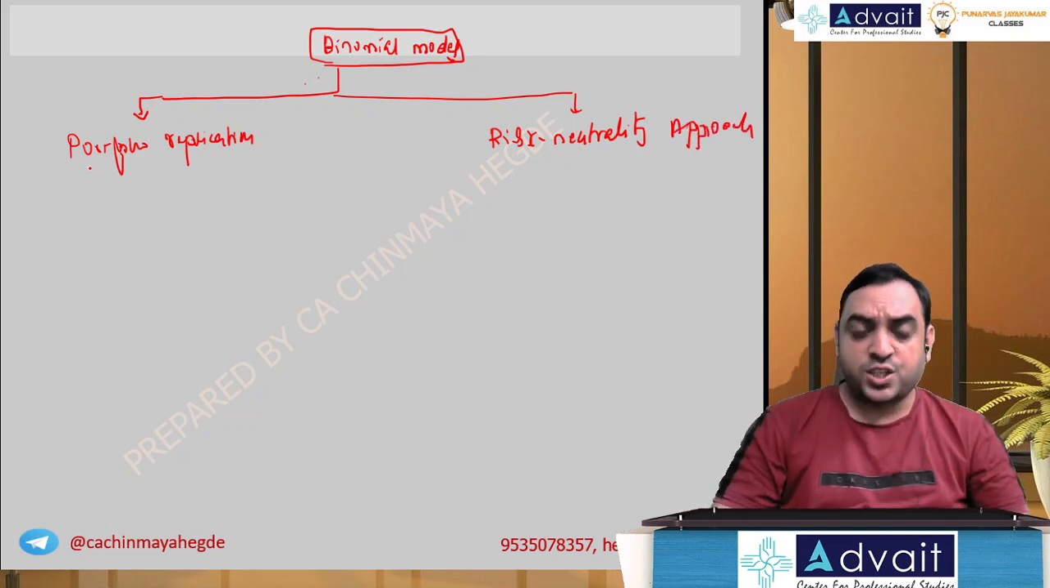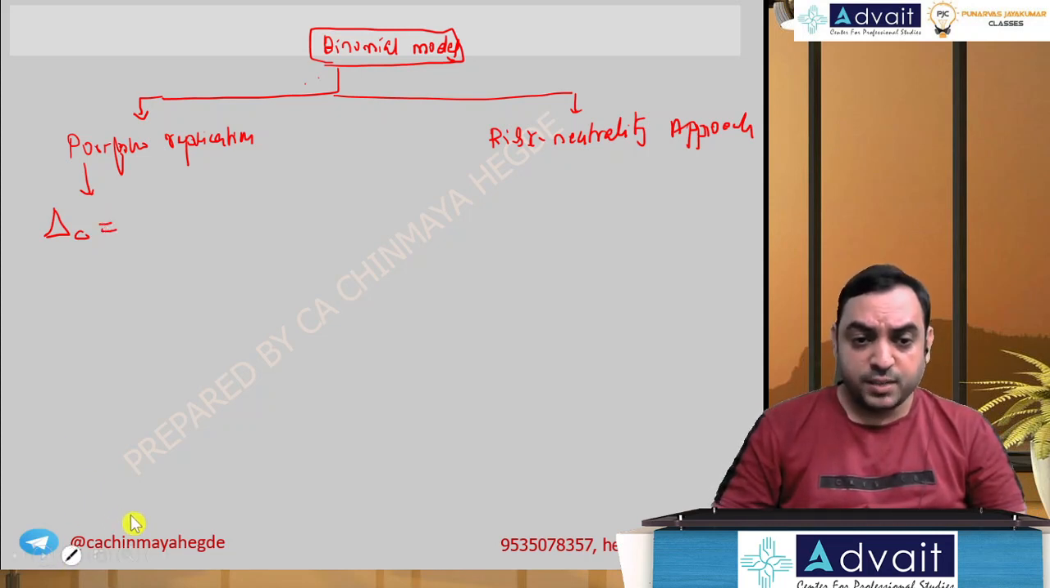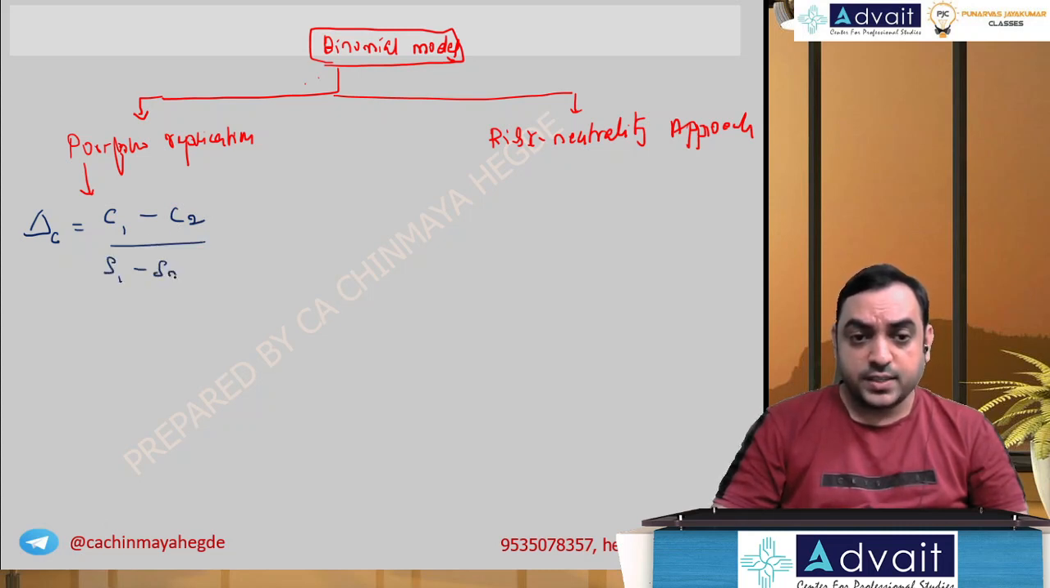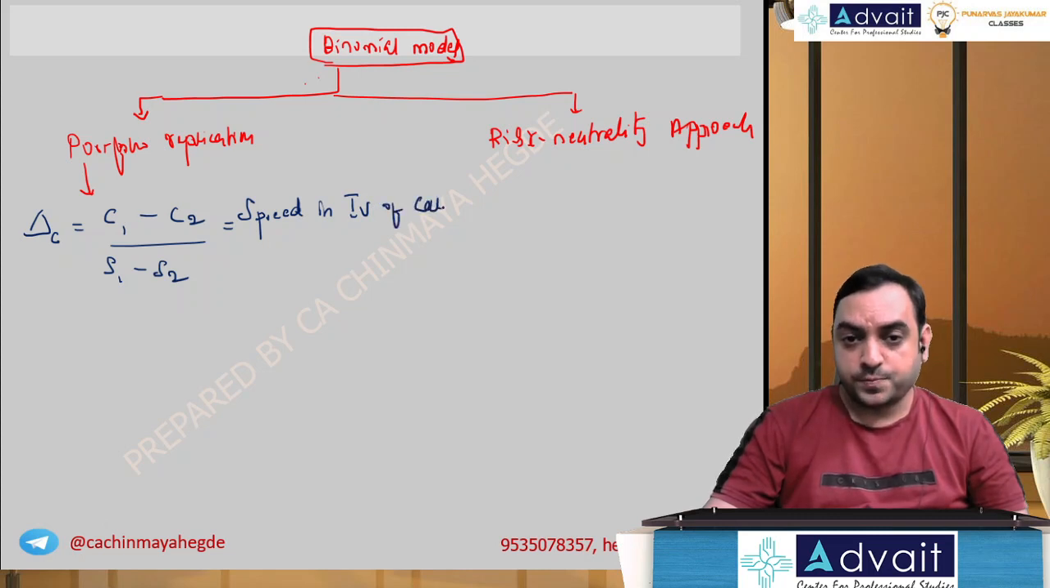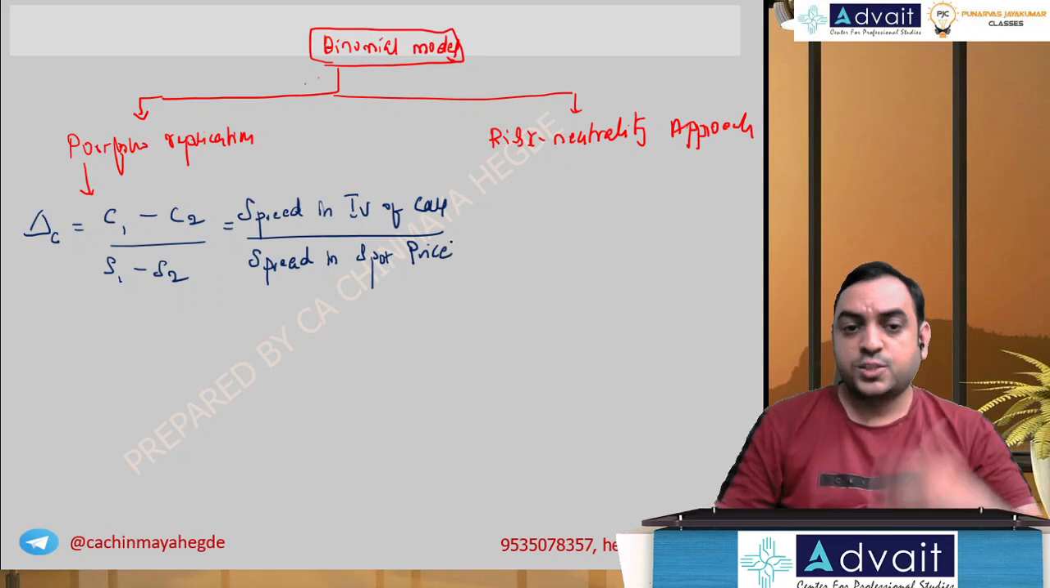Okay. In portfolio replication approach, we always compute delta of call, or you can compute delta of put, but I'll do delta of call. Delta of call is given by C1 minus C2 by S1 minus S2. So basically C1 minus C2 is the spread in intrinsic value of call option divided by spread in spot price.